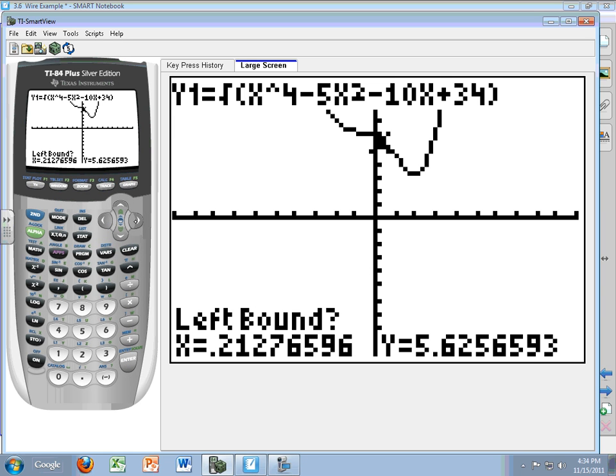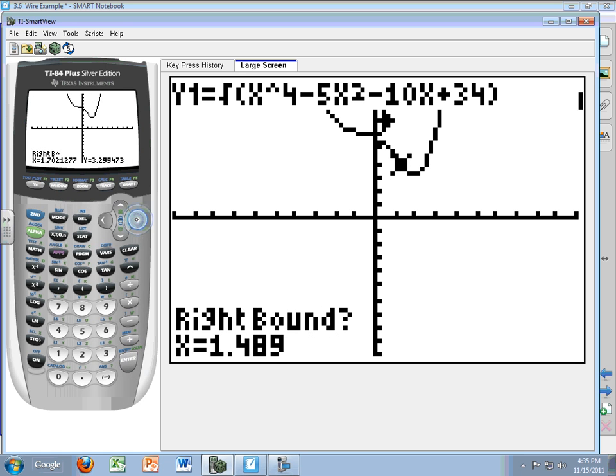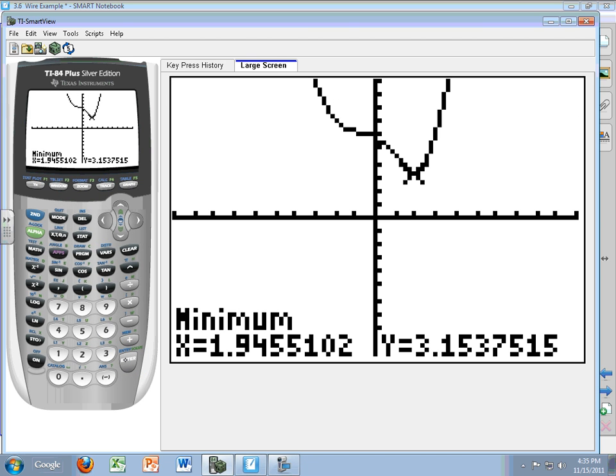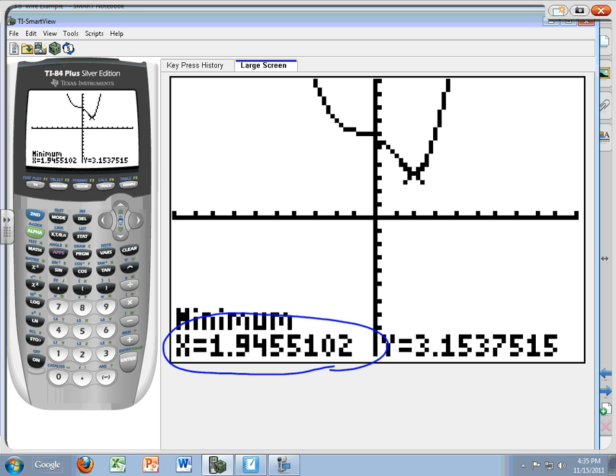Notice that if I use my right and left arrow keys, I can get close there with the left bound and then with the right bound. Those are the two triangles I spoke of a moment ago. Enter a third time. What we're concerned with is this number right down at the bottom here. It looks like it's 1.9455. We'll round that to 4 decimal places. That's the number I was looking for. Also, this number, 3.1537, is the actual distance.